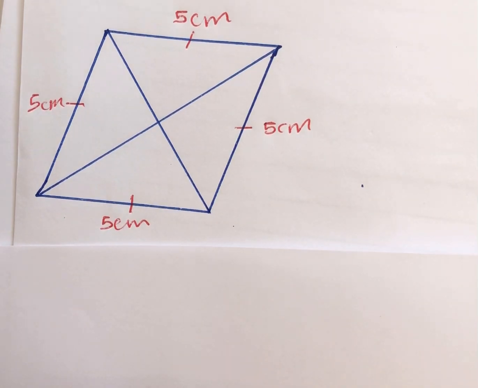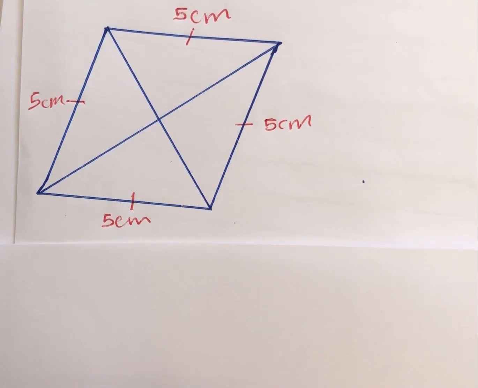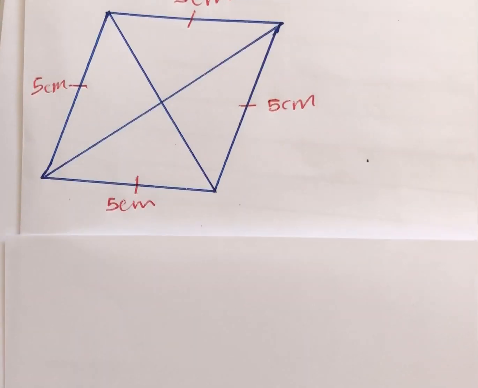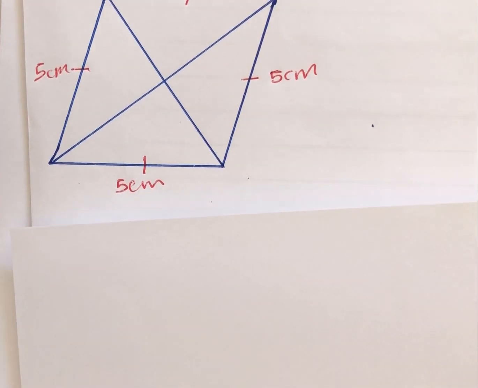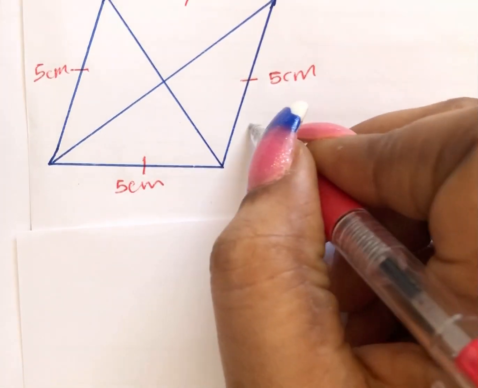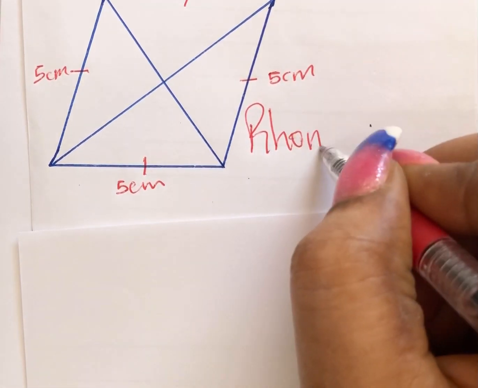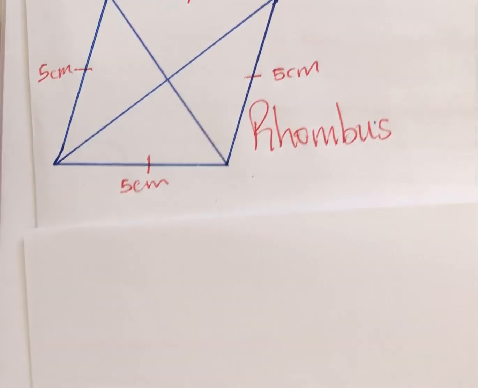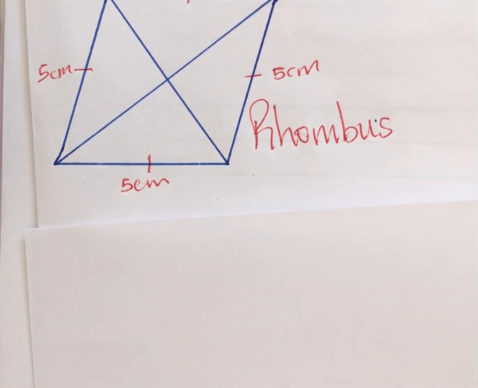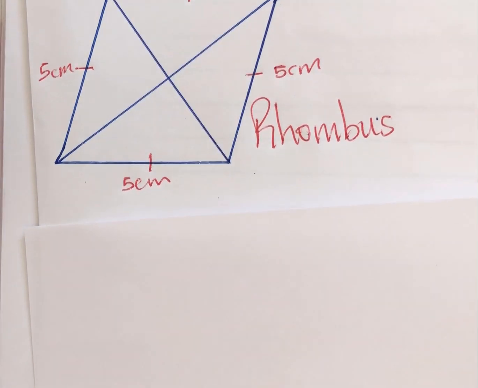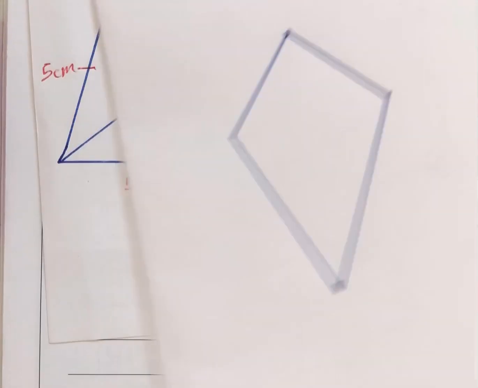this particular shape, the opposite sides are parallel and the angles are equal. It is called a rhombus. It is called a rhombus. Let us move on.